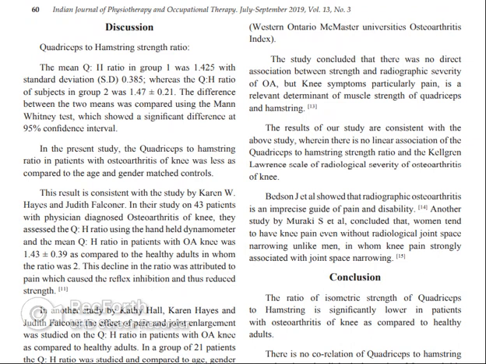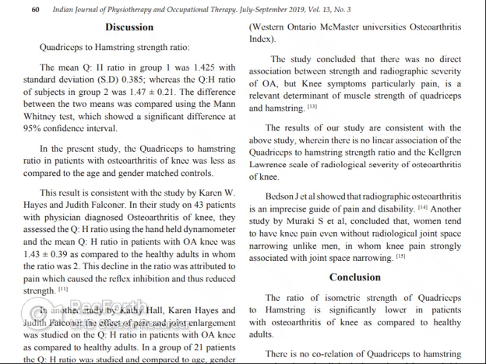Discussion: quadriceps to hamstring strength ratio. The mean QH ratio in group 1 was 1.425 with a standard deviation of 0.385, whereas the QH ratio of subjects in group 2 was 1.47 plus minus 0.21. The difference between the two means was compared using the Mann-Whitney test, which showed a significant difference at 95% confidence interval. In the present study, the quadriceps to hamstring ratio in patients with osteoarthritis of knee was less as compared to the age and gender matched controls.